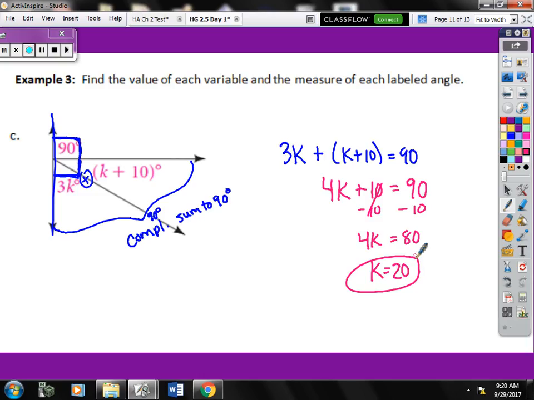We do have to plug it back in again. And when they ask you to plug it back in on the homework, like you can just write it in the picture. You don't have to write out like angle AOB equals. Okay, but 3 times 20 would get me 60. 20 plus 10 would get me 30. 60 plus 30 is 90, so I know that's right.